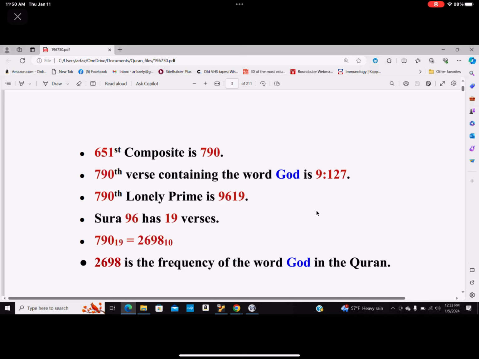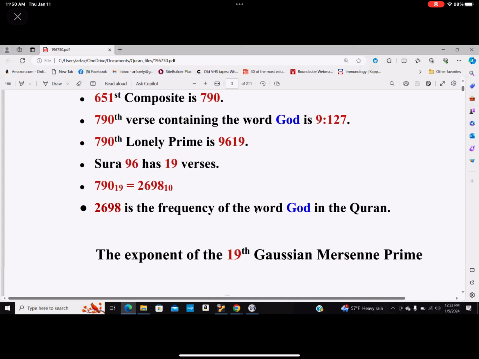Okay. It always connects the 9127 to something about which there is no argument. The fact that chapter 96 has 19 verses is no argument, but it tells you that if 96 has 19 verses, then 9 is supposed to have 127 verses. That's what it tells you. 790 in base 19 is 2698 in base 10. 2698 is the frequency of the word God in the entire Quran.